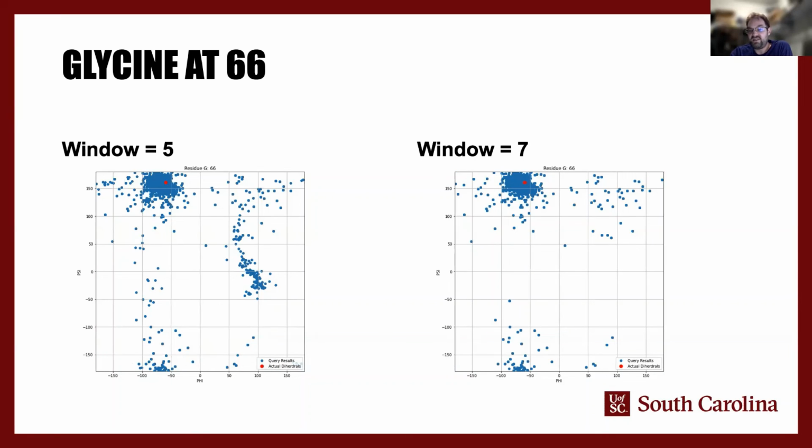If you're looking at the glycine at position 66, which has different amino acids on each side of it, you see again a lot more. Here there's not as big of a reduction, and there's a lot broader scattering, but you can still see the strongest concentration of values here by what the actual value is.